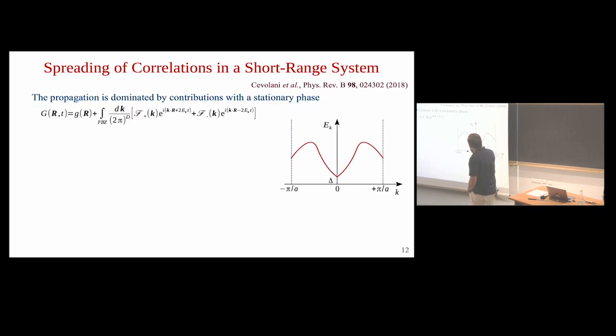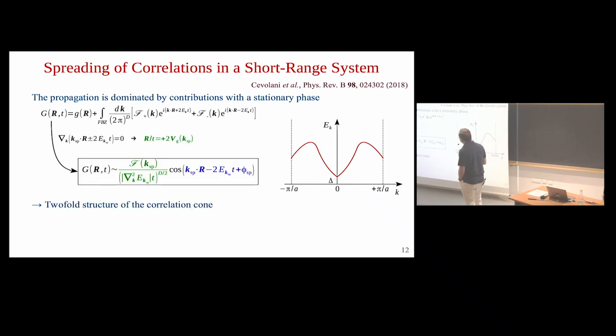Okay, so what can we do with this? In order to evaluate this correlation function, this is a standard calculation: recognize that these terms are oscillating very fast, except when the phase is stationary, that is, when you change k, this phase remains constant. And then you can compute essentially everything. So the calculation is here. You look at when your phase is stationary.